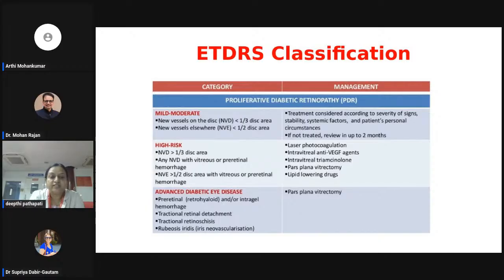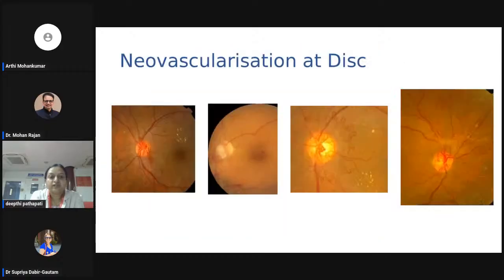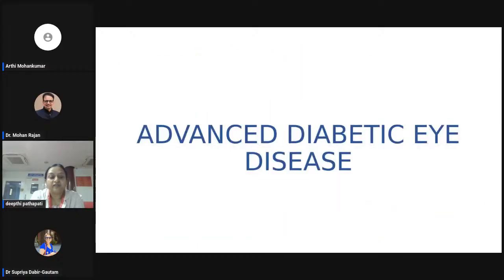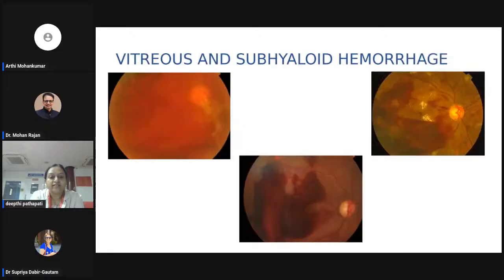High risk includes NVD more than one third of disc area, any NVD with vitreous or pre-retinal hemorrhage, or NVE more than half of disc area with vitreous or pre-retinal hemorrhage. Then advanced diabetic eye disease, which includes pre-retinal and/or intragel hemorrhage, tractional retinal detachment, tractional retinoschisis, and iris neovascularization. This is the NVD. These are the examples of NVE. Now moving on to advanced diabetic eye disease.